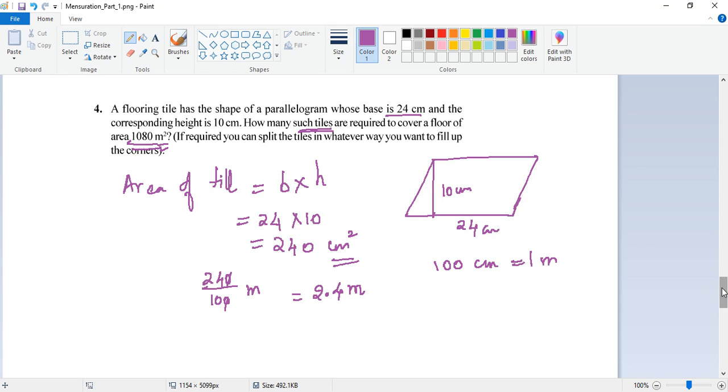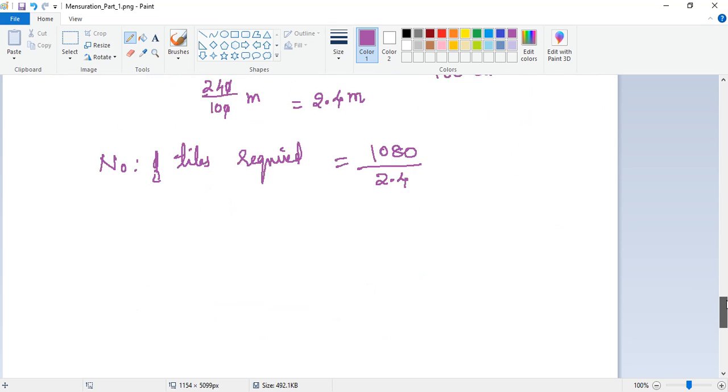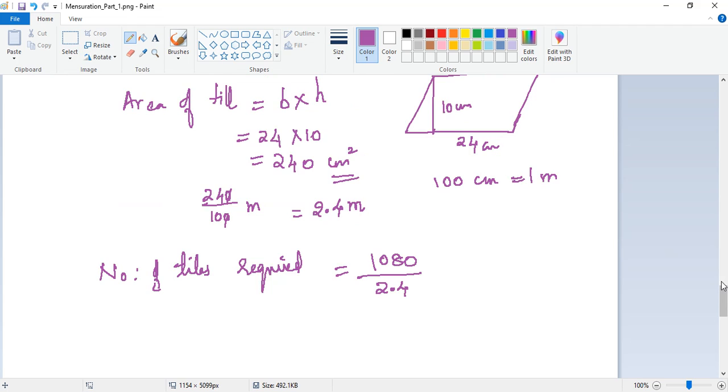How much area is there? 1080. So how many such tiles will cover it? The number of tiles required is equal to 1080 by 2.4. If you feel that using the decimal is difficult, you can check it using your calculator, but in the test you are not allowed to use it, right? So I advise not to use the calculator. Even though you are at home, please don't use the calculator for these kinds of calculations.